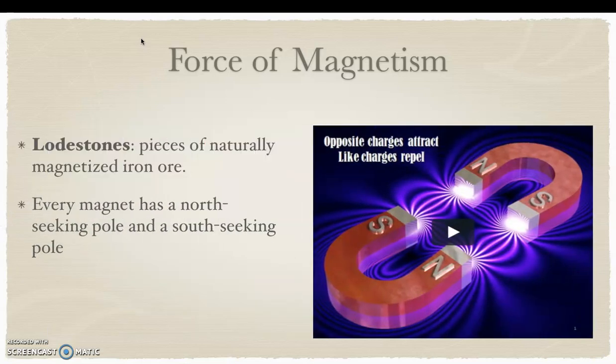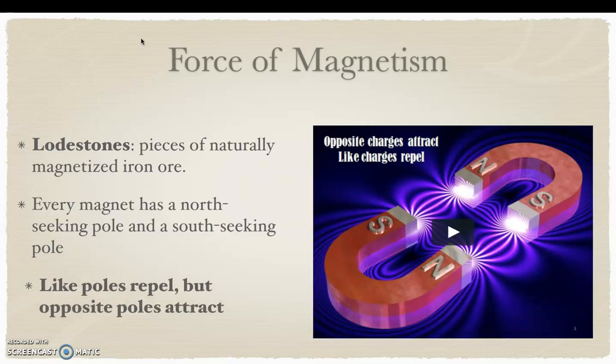So moving on, every magnet has a north-seeking pole and a south-seeking pole. So every magnet has a north and a south. And at the same time, just like electrical forces, like poles will repel, opposite poles will attract. That means if you grab a north and a north, they will repel. But if you grab a north pole and a south pole, they're going to attract.